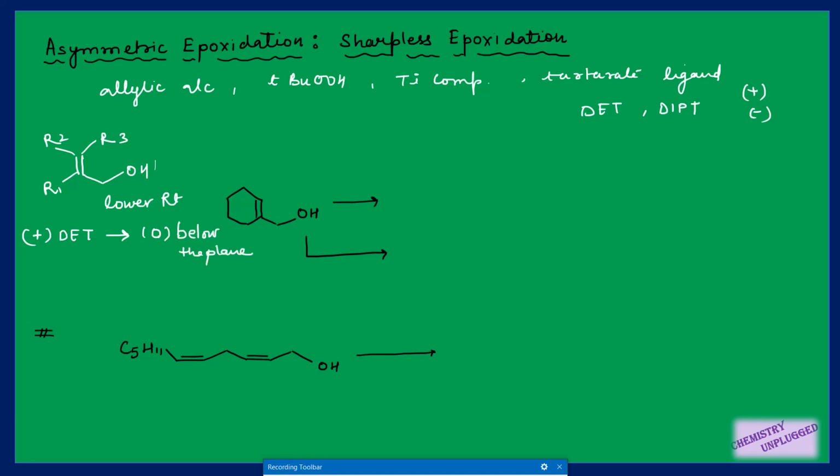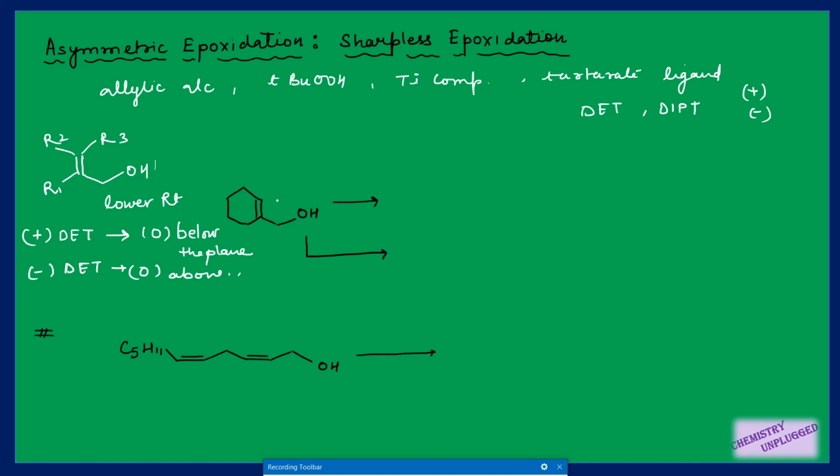You can use different mnemonics to remember these things, or you can simply remember this, right? Sometimes mnemonics can give you confusion at the time of exam. So this is very simple: plus with plus, oxygen will go below the plane, and the opposite will happen with minus DET, that oxygen will go above the plane. But this condition should be matched, that your double bond is in vertical position and your hydroxymethyl group is on the right hand side. This condition should be matched.